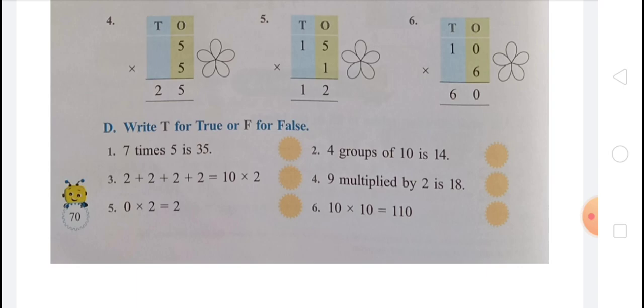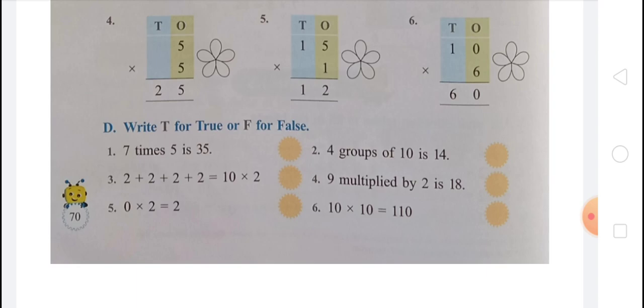First true, second false. Third, 2 plus 2 plus 2, that is 2 is added 4 times, that makes 8, and 10 multiplied by 2 makes 20. So both are not equal, so that is false. Okay.